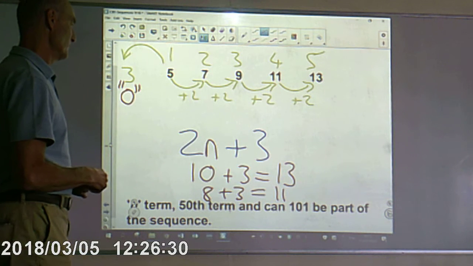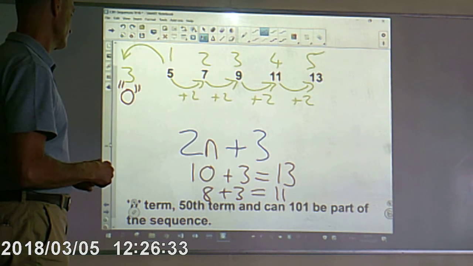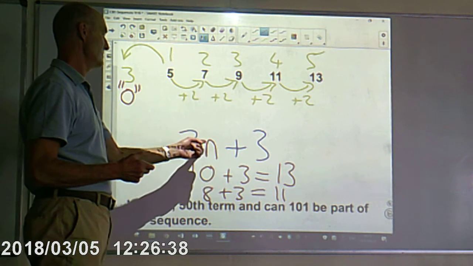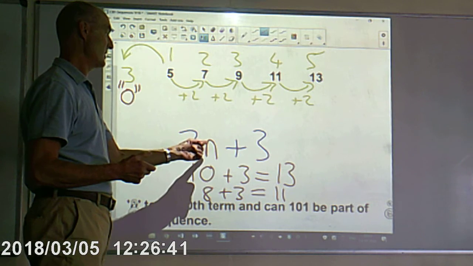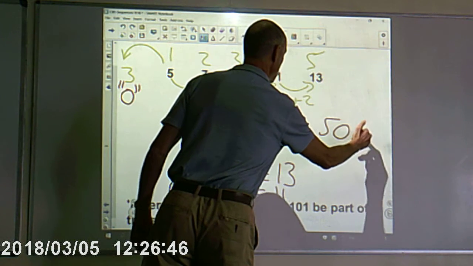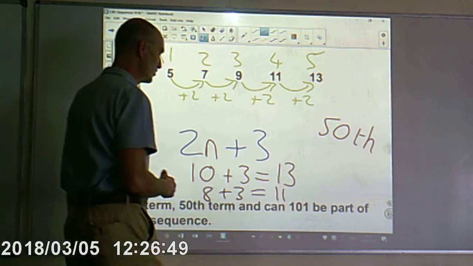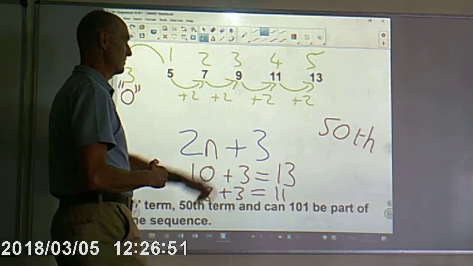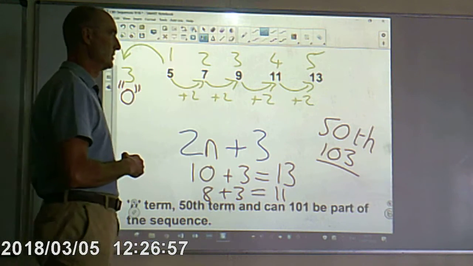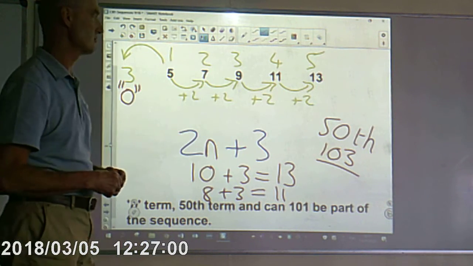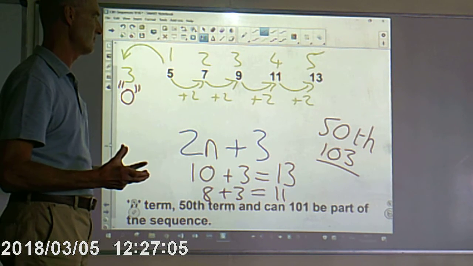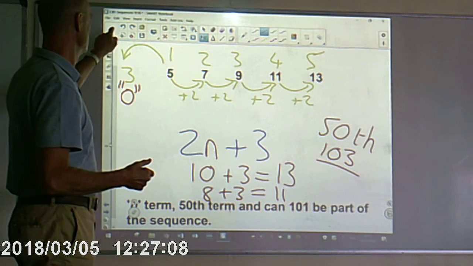What it does say down at the bottom, 50th term. What's the 50th term going to be? 2 times 50 equals 100, plus 3, so my 50th term would be 2 lots of 50, plus 3, so it would be 103. That would be my 50th term, without having to write out the rest of the sequence to get up there. That's what my nth term allows me to do. And that's a lot to take in if you haven't seen that before, so I'm going to do another example.